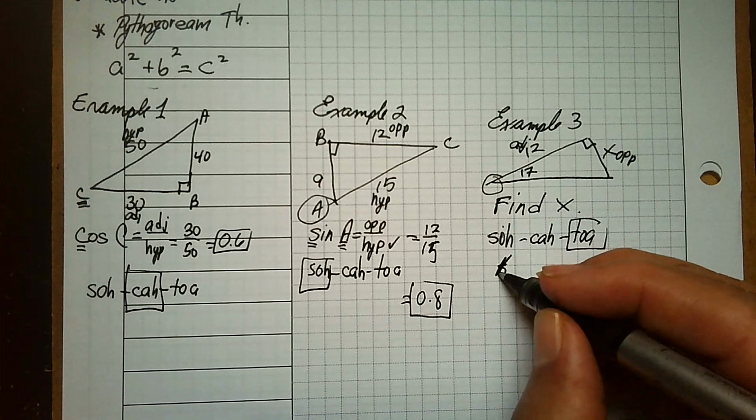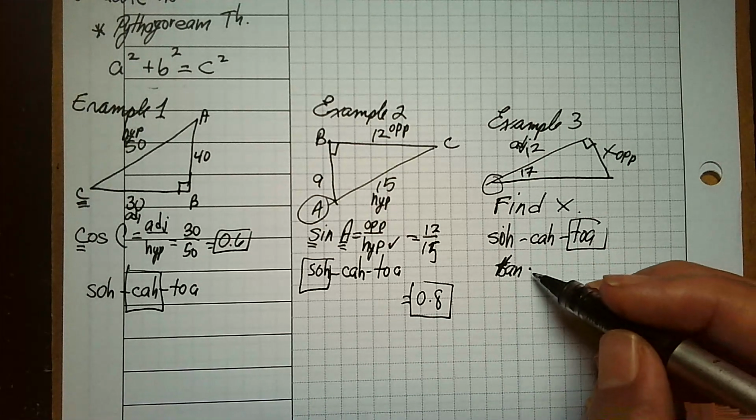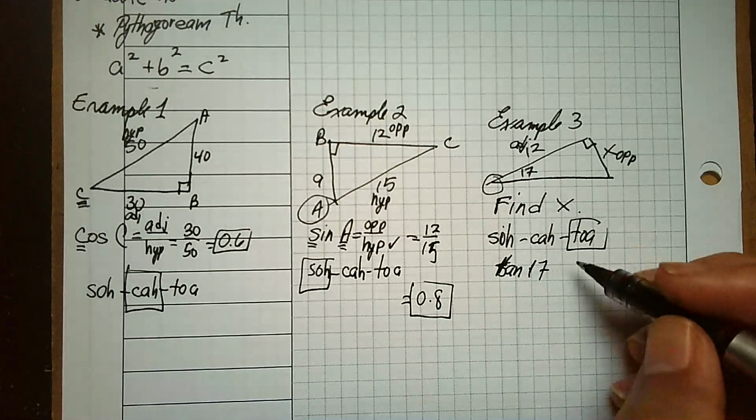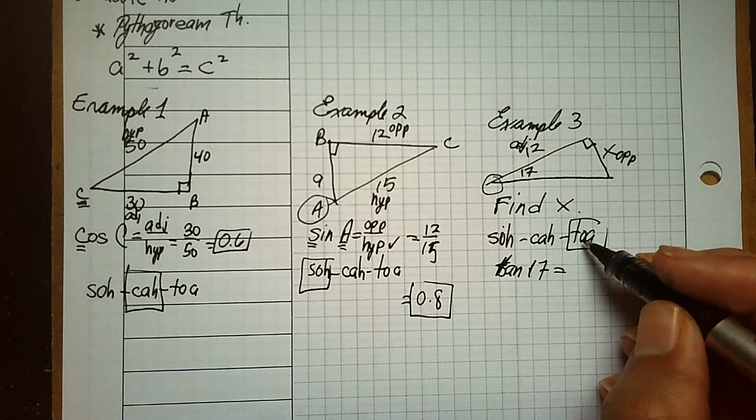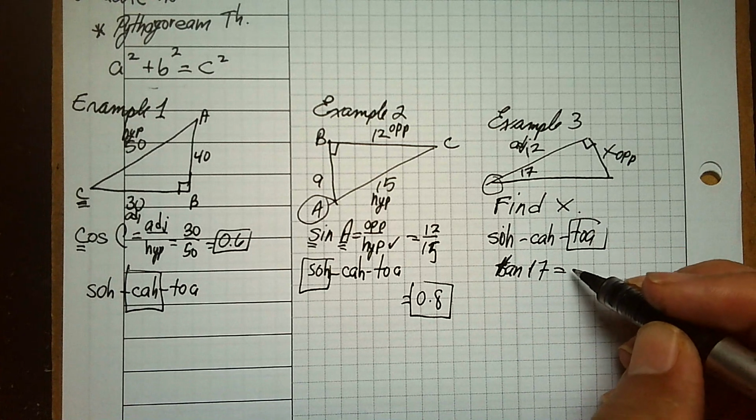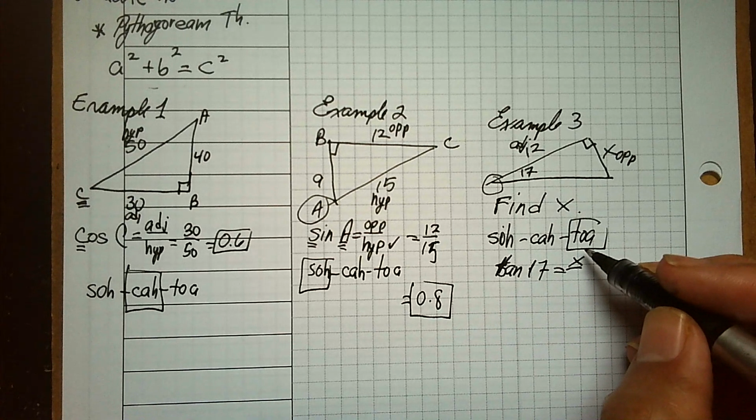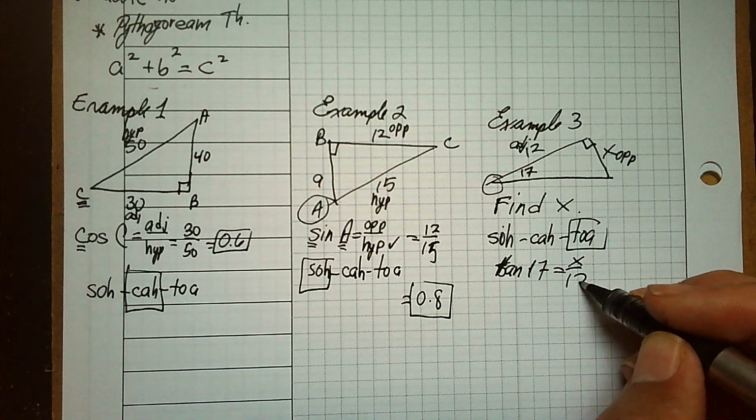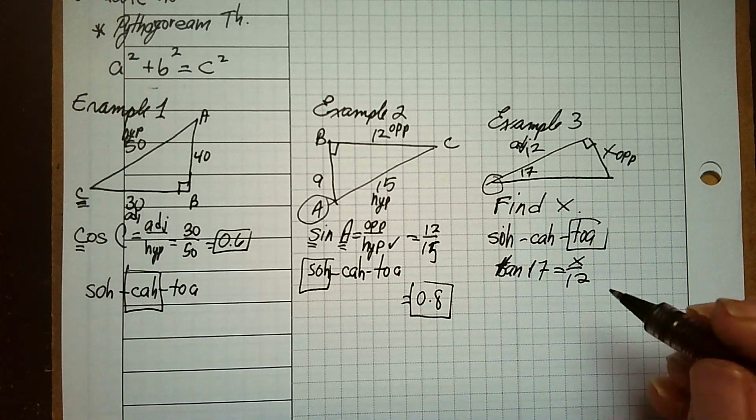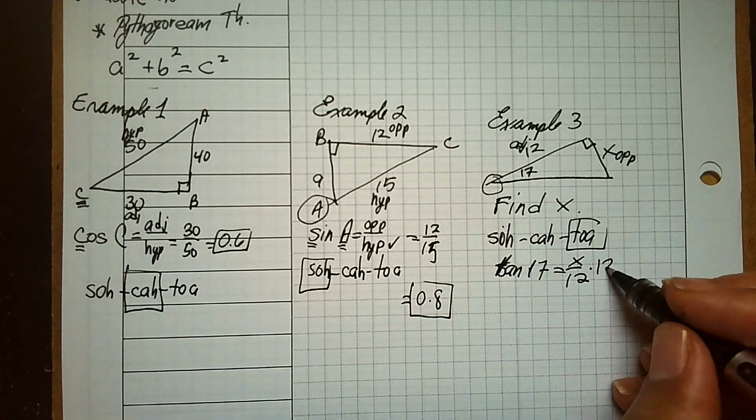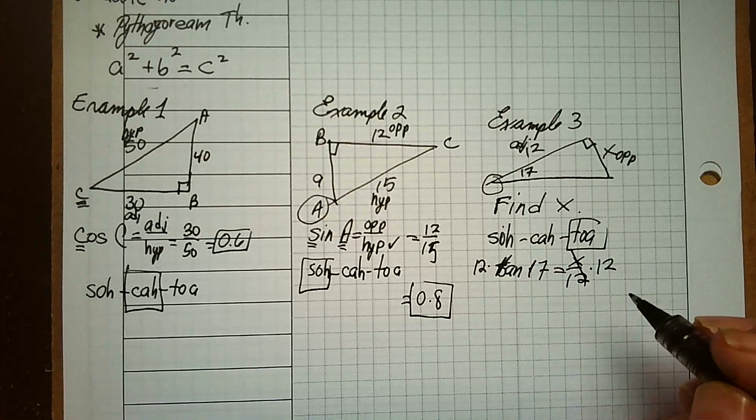The T is for tangent. The angle they gave me is 17. Now I need the opposite side. What is the opposite side? The opposite of angle 17 is x. What is the adjacent to angle 17? The adjacent will be 12. Okay? Now, get the x by itself. You multiply by 12. What you do to one side, you do to the other. And these will cancel.